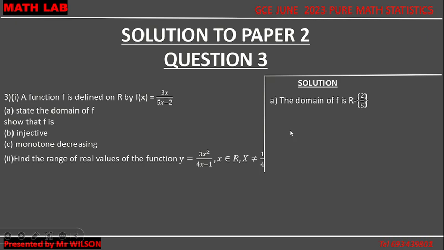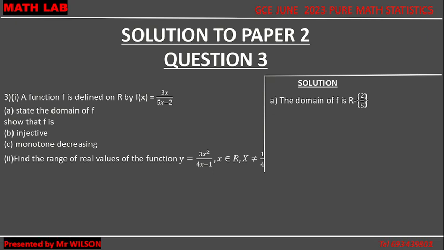Okay, so to find a domain, you just need to look for that value of x that will make the function not work. Once you get that value, you exclude it. So you're excluding 2 over 5 for all your real values except 2 over 5. That's why there's a negative sign in front here. Okay, it's for the exception.